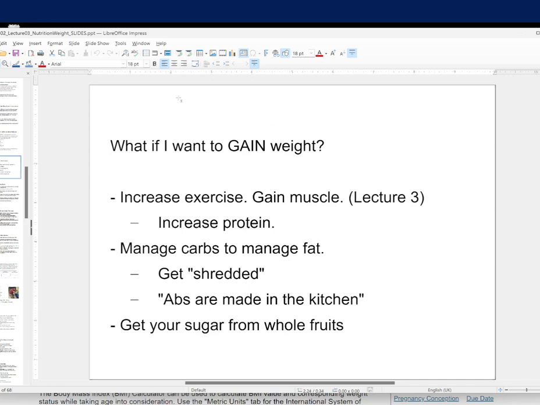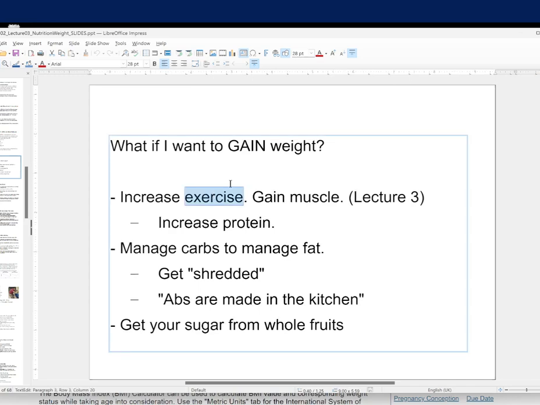So the answer is exercise more, and there you will gain weight in muscle, not fat. Then increase your protein in your diet, but not extremely, because excess protein in the diet is stressful on the kidneys. So if you have any reason to guess that your kidneys may not be perfectly healthy, then talk to your doctor.